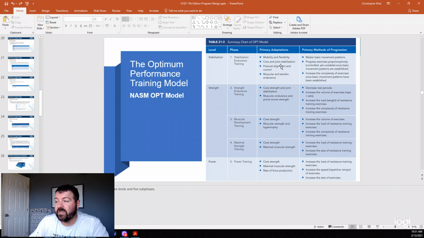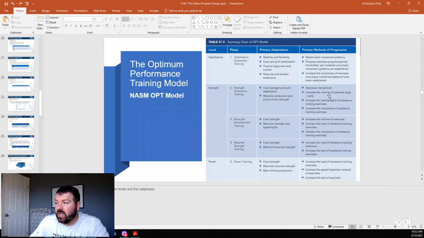Really, really important, and kind of like the fundamentals. Everything's about fundamentals usually. And then into the strength component. So phase 2, strength endurance training. You see core and everything. Core is super important. Core strength and joint stability, muscular endurance and prime mover strength are your primary adaptations.